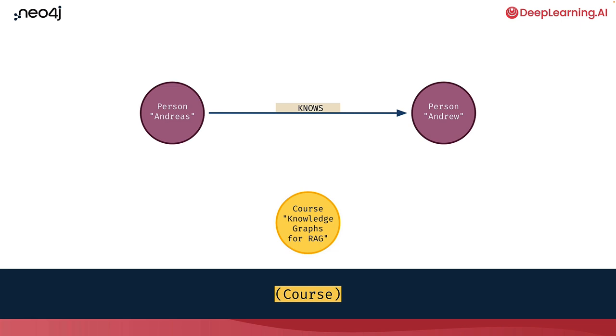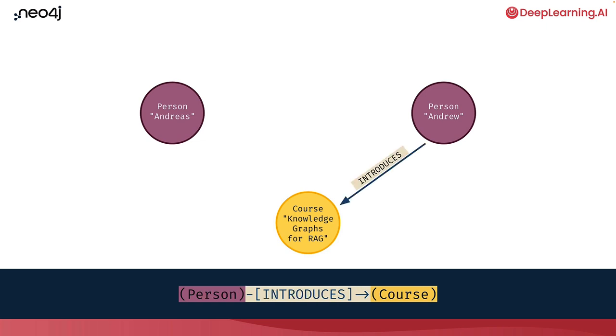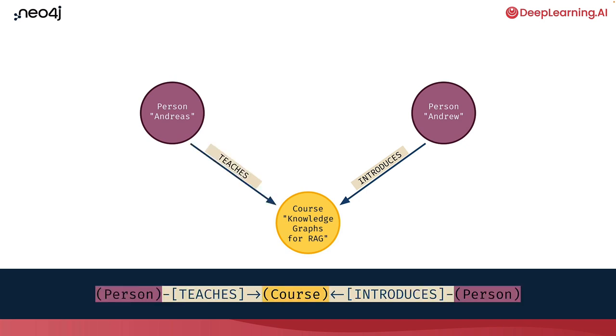To expand our small graph a little bit, we have the idea that there's a person, Andreas, who knows another person, Andrew. And what do they have in common? They also have this course, Knowledge Graphs for RAG, in common. So we'll introduce that as a new node in this small graph. We know that person Andreas teaches this course. So here's a new data pattern among two new kinds of nodes. There's the person that we already had, and this new course node as well. Andrew also has a relationship to this course. Andrew helped introduce this course. So we have relationships between both people and the course.